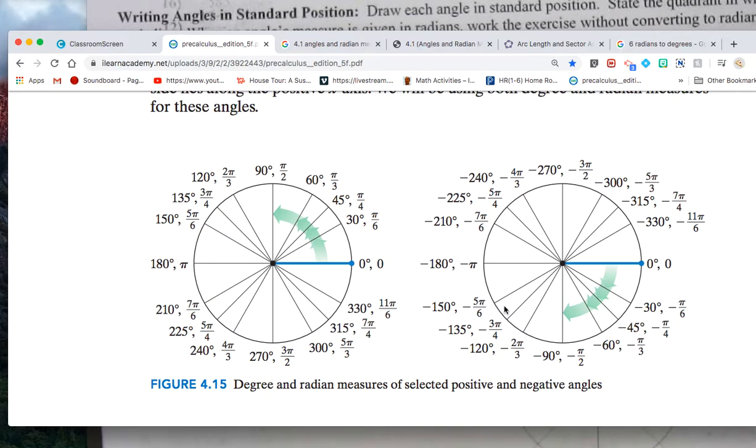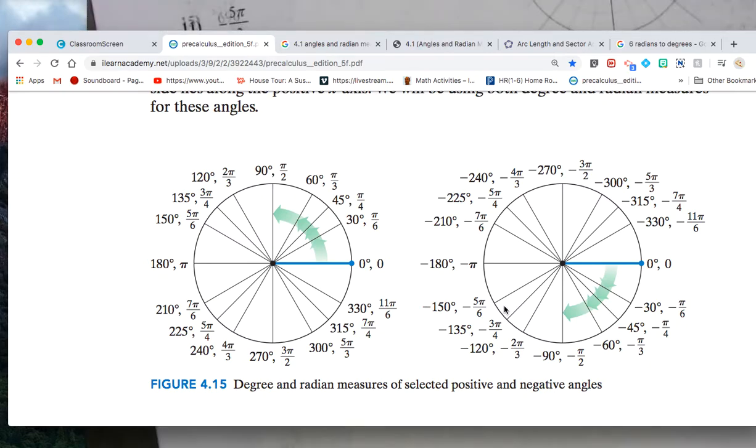As we move forward, we're going to be writing angles in standard position and also finding coterminal angles. So these two things are called the unit circle, which we use a ton, and they help us make a reference to the types of degrees we come across normally, but also the radian measures that we come across.